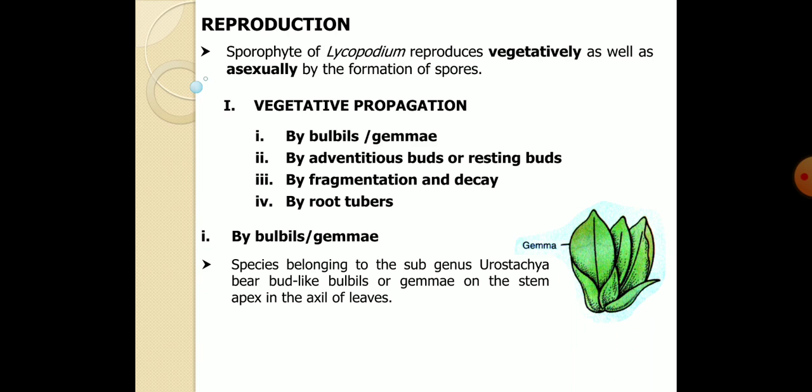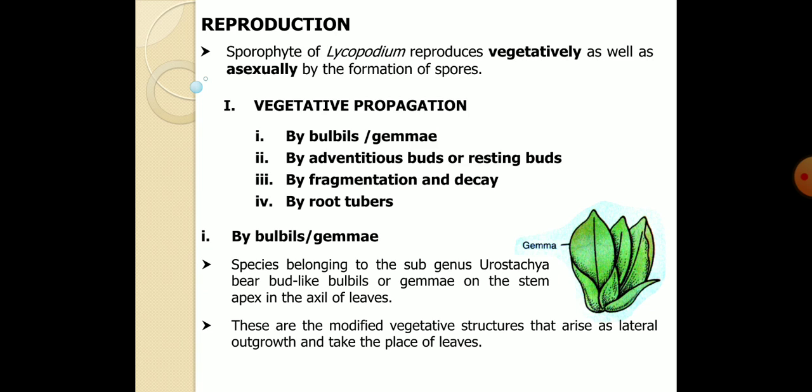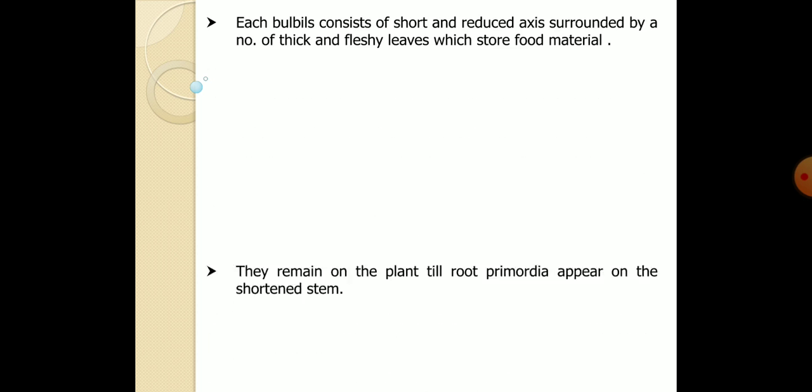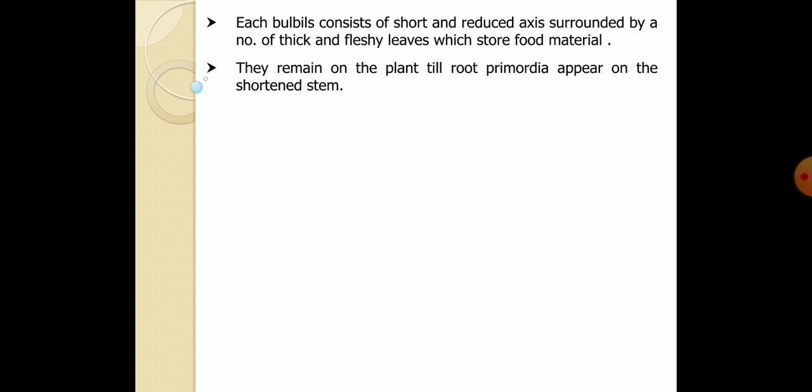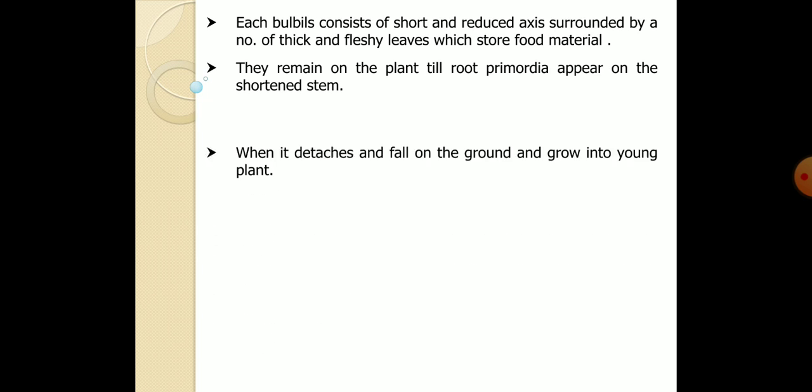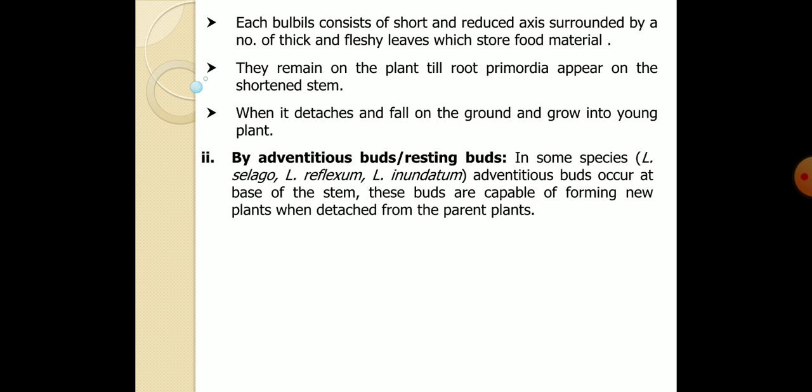In case of the Eurostachya, they usually produce bud-like structures, bulbils, at the gemmae region or the axial leaves. They are capable of reproducing, and these are usually modified leaves. They are represented by Lycopodium selago and Lycopodium phlegmaria. Each bulbil consists of a short and reduced axis, with the remaining part of the plant still in a primordium condition. When they get separated, they are capable of producing a new plant.